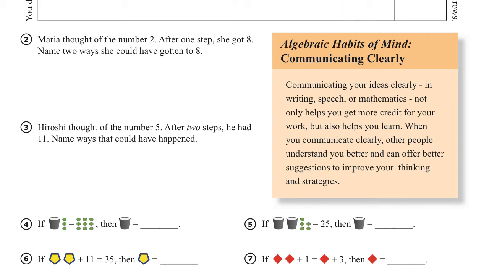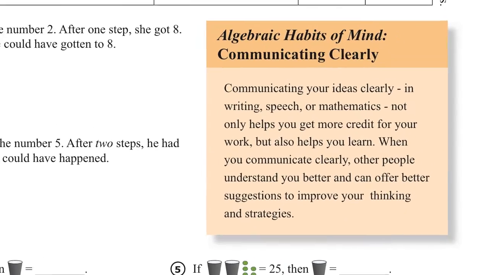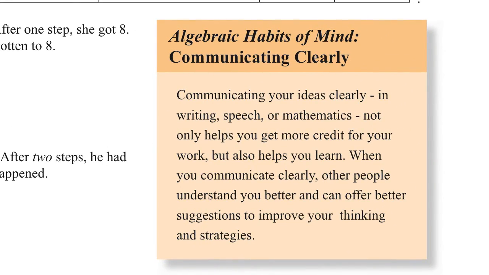Okay, let's go on to numbers 2 and 3, but before that, there's one piece that we want to talk about, this idea of communicating clearly. Throughout the lessons here, you'll see these little things pop up called algebraic habits of mind. These are just things that you want to be thinking about that we're working on developing, but aren't necessarily seen on your paper all the time. So this idea of communicating clearly, it helps in math because not only do you get more credit for your work when you show your work, but it also helps you learn more. When you communicate clearly, other people understand you better and can offer better suggestions to improve your thinking and strategies.